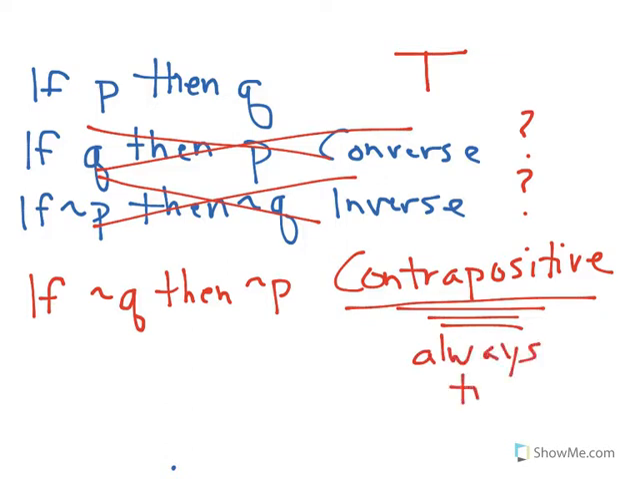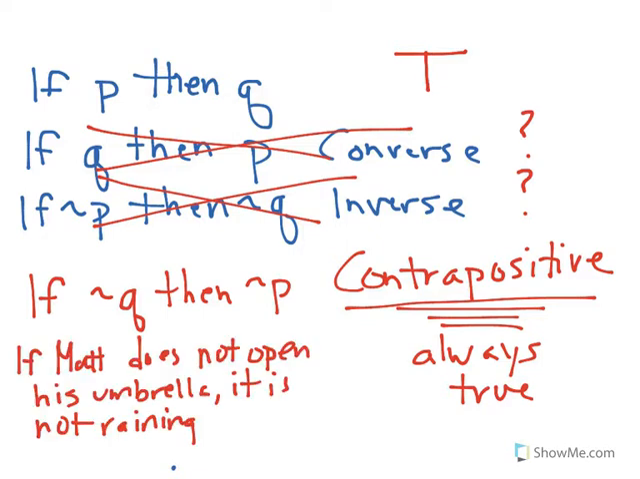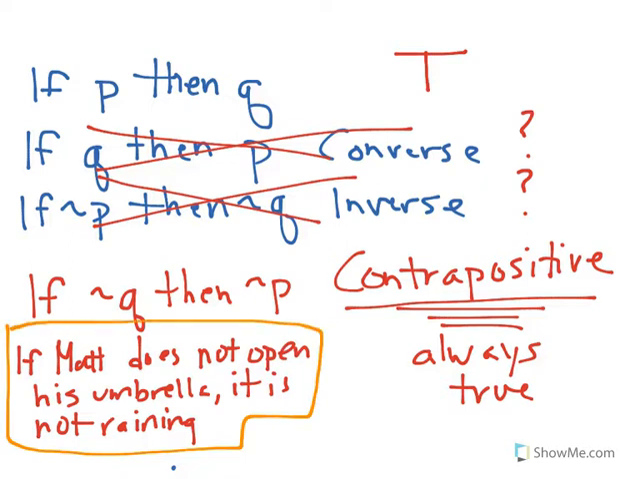Always true. So in this case, I'm going to flip both. This statement, if Matt does not open his umbrella, it is not raining, is always, always, always true. Meaning, we know when Matt looks outside, he sees it raining, he's going to open his umbrella. Well, if he didn't open his umbrella, then we know it's definitely not raining outside. The contrapositive, the negation and the flip of the P's and the Q's, is always true.